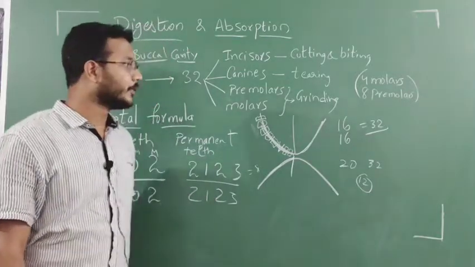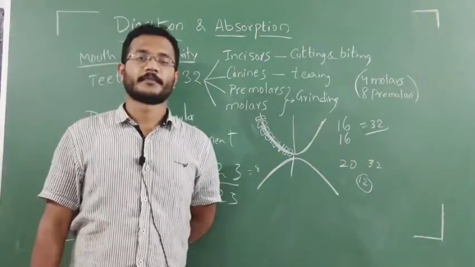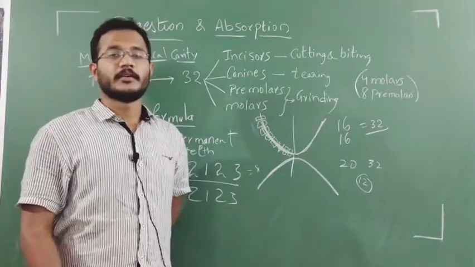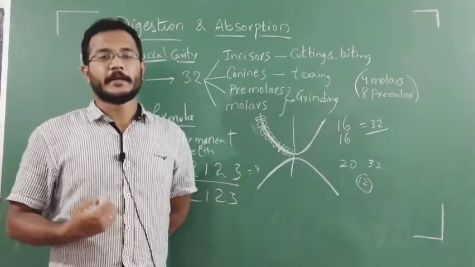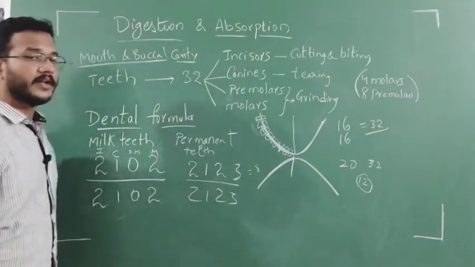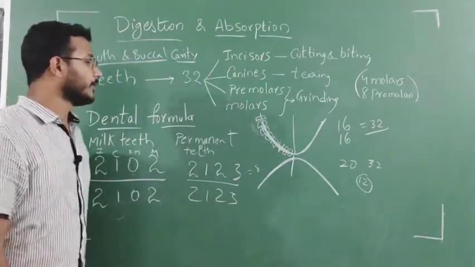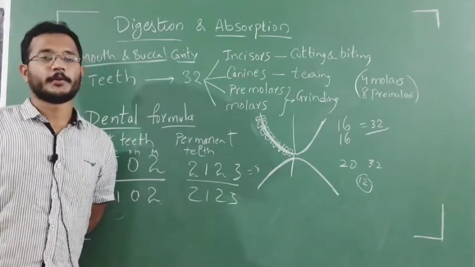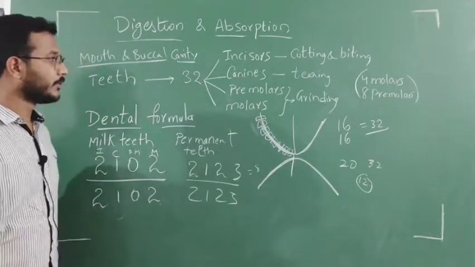So this is about the teeth. What is the type of dentition? We have milk teeth and permanent teeth. And what is the dental formula for the milk teeth? 2 1 0 2 by 2 1 0 2. And for the permanent teeth, 2 1 2 3 by 2 1 2 3. So this is about teeth.